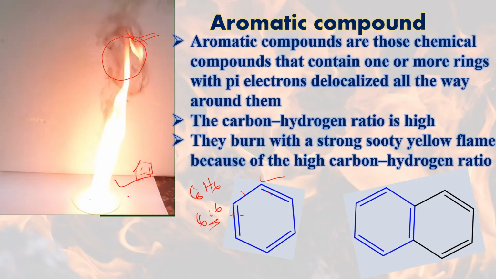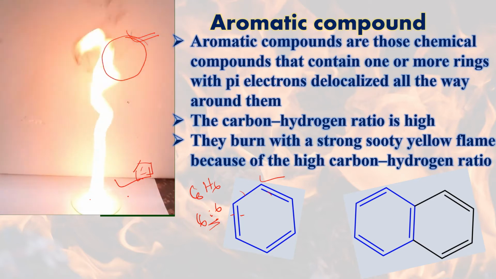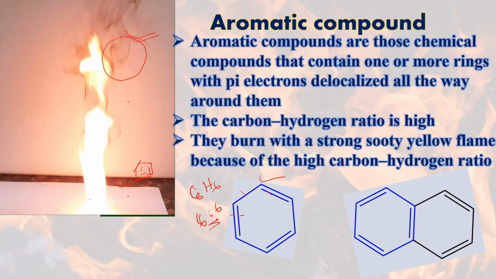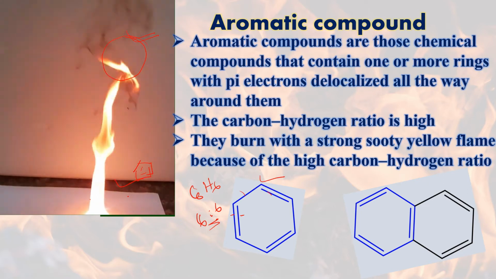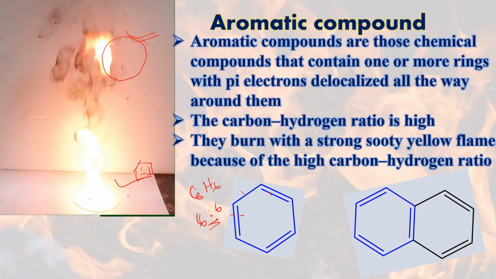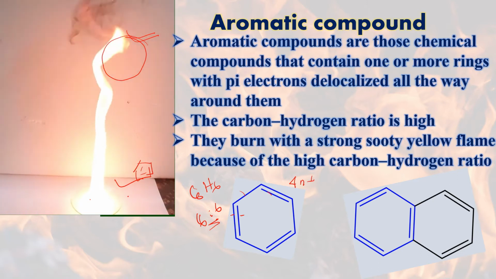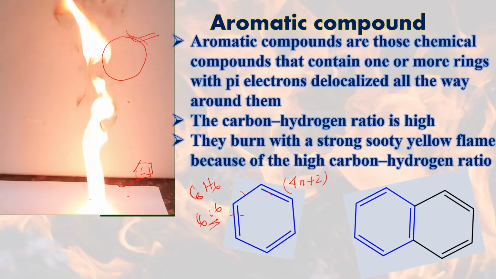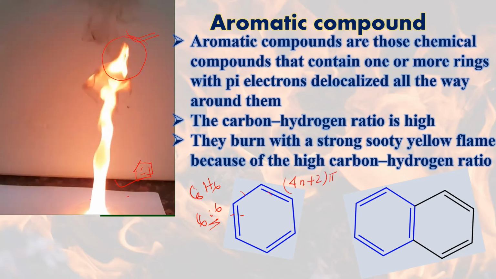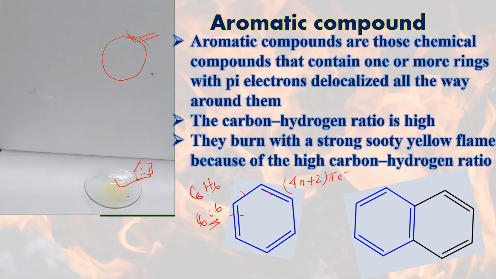And the other thing, a cyclic compound containing alternate double bonds and single bonds, or pi bonds, must satisfy Huckel's rule. What is Huckel's rule? Huckel's rule says the cyclic compound must contain 4n plus 2 pi electrons. 4n plus 2 pi.